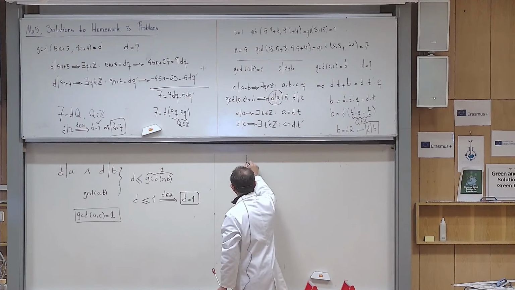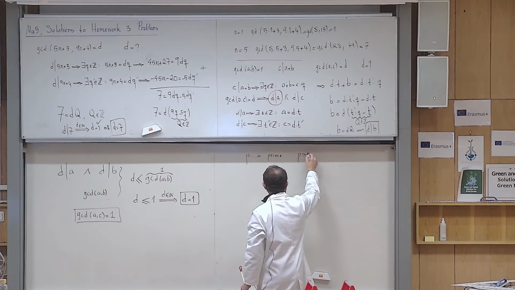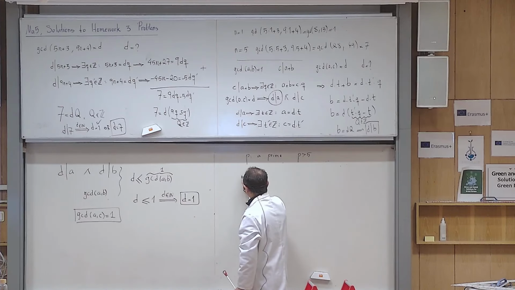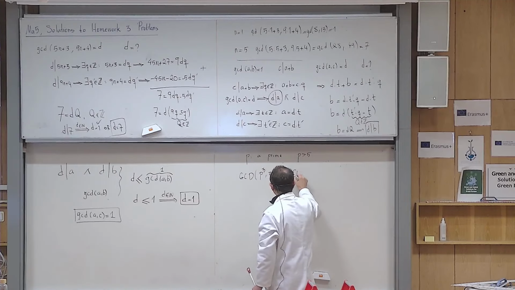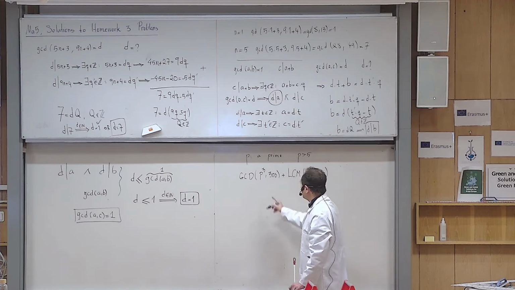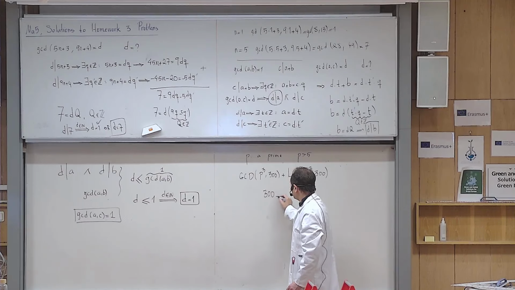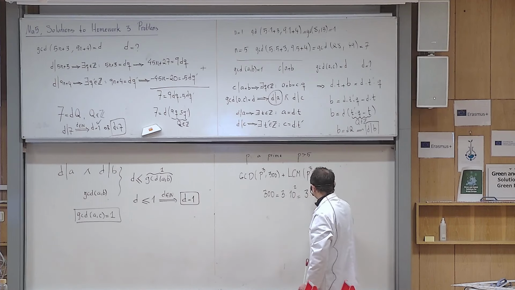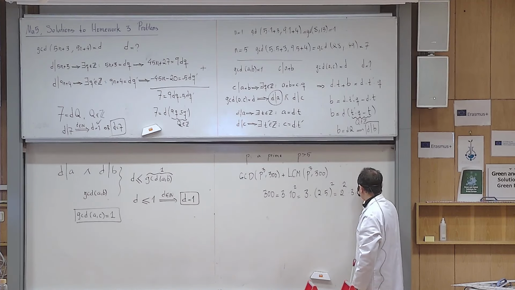let me write. So p is a prime. P is greater than 5. And then I want to know GCD of p cubed and 300 plus least common multiple of p cubed and 300. Okay, so what should I do? I can prime factorize 300. So 300 is just 3 times 10 to power 2, but 10 is 2 times 5, so then it becomes 2 to power 2 times 3 times 5 to power 2.